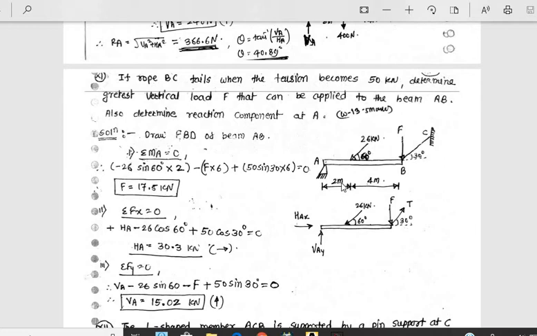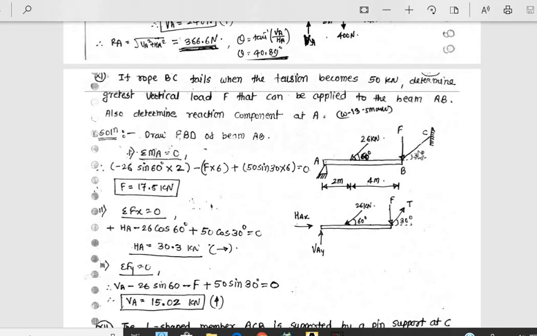See, this is the A support hinge. There are two reactions, vertical and horizontal. This is F and this is tension, BC. The problem says that when the tension in this cable becomes 50 kilonewtons, rope BC fails. So determine the greatest vertical load F. This F you have to determine.